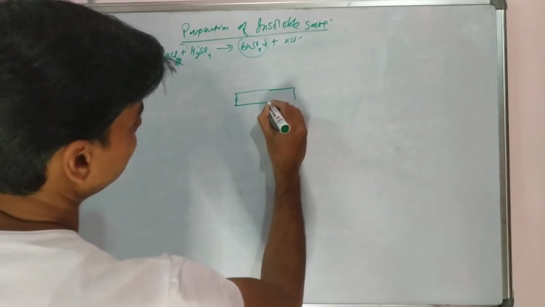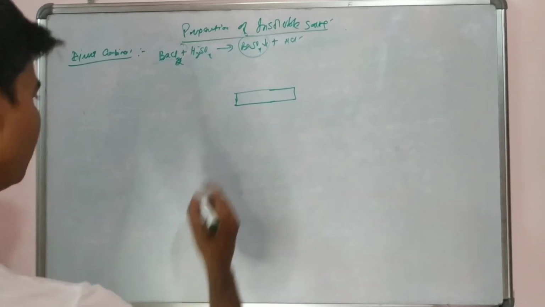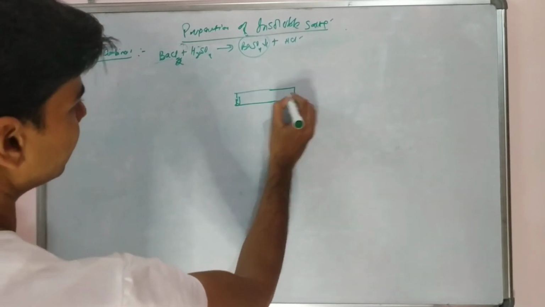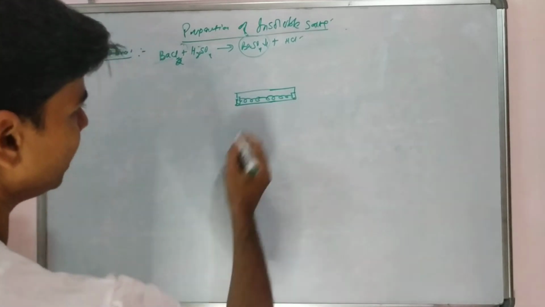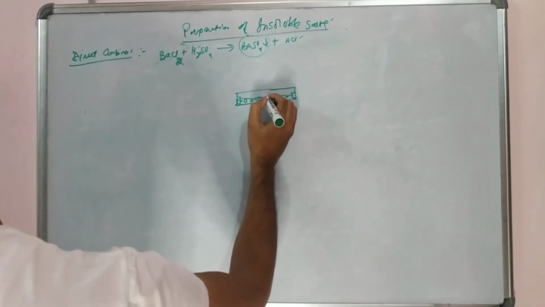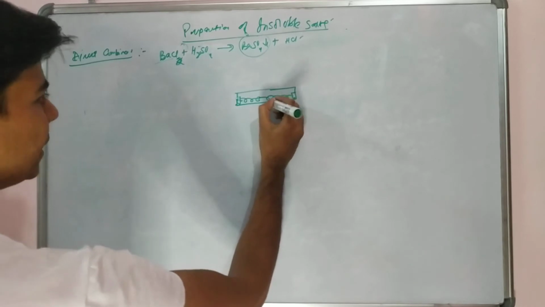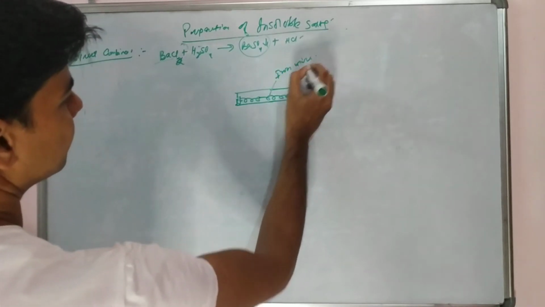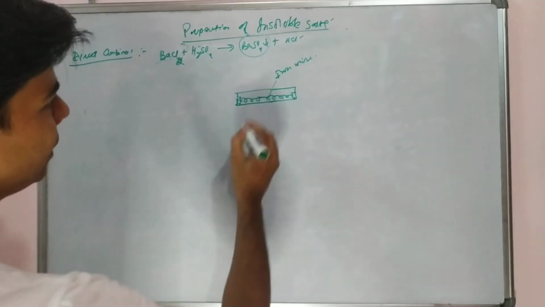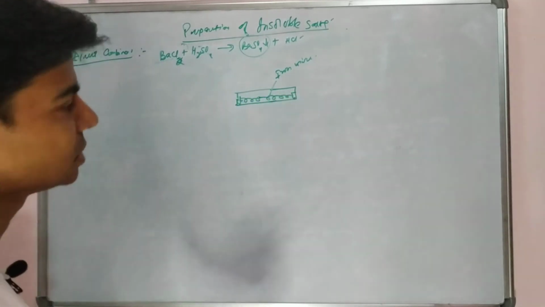There is a combustion tube. The combustion tube is generally heated. You will see this kind of coil, right, and this is iron wire. And here you have iron, this is one of the reactants.